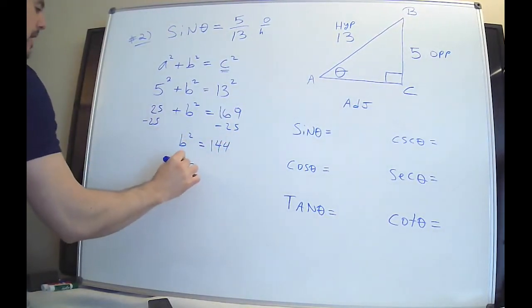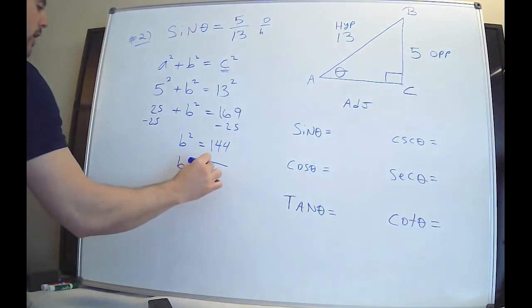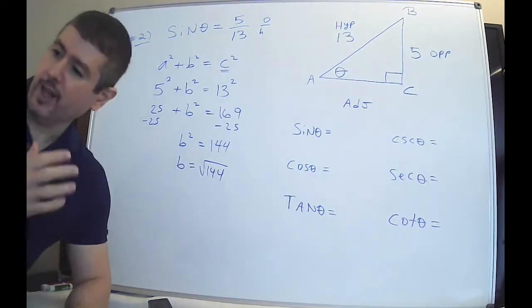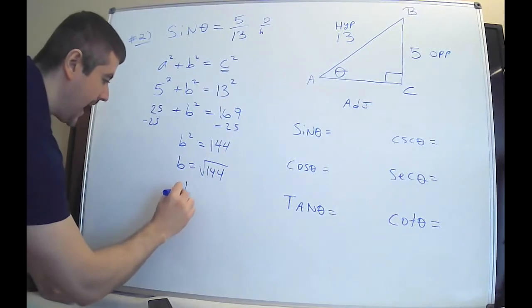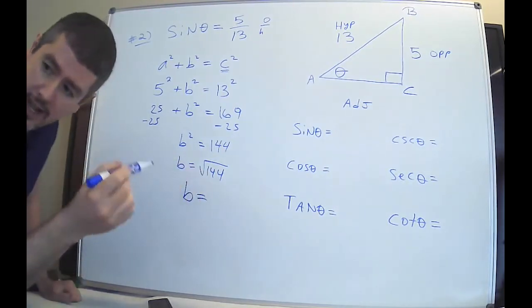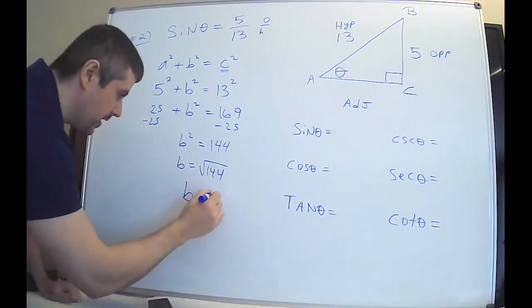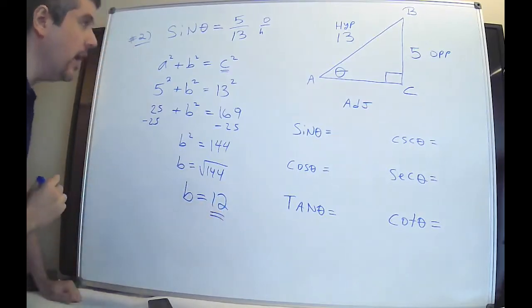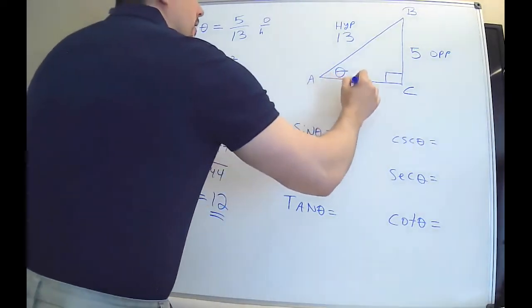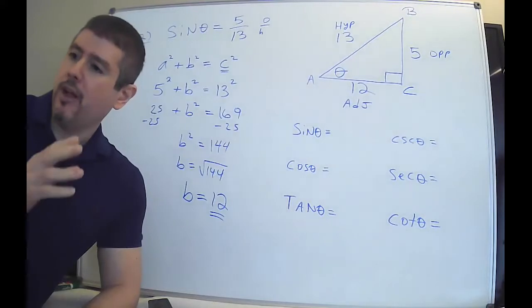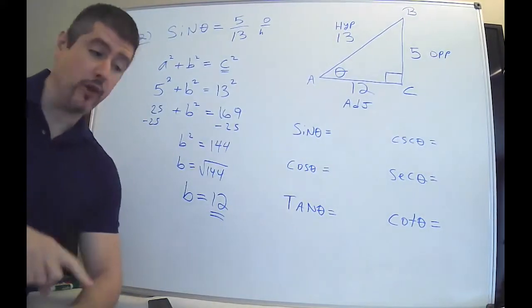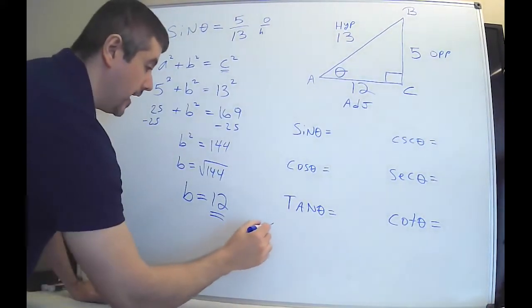That means that b equals the square root of 144. Lucky for us, 144 happens to be a perfect square. Yay! Free him from jail. Take it out of jail. 12. Nice. We call this a Pythagorean triple. 5, 12, 13, just like 3, 4, 5. There is a right triangle.